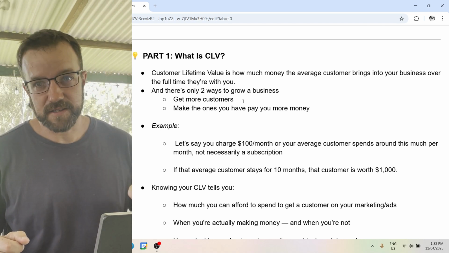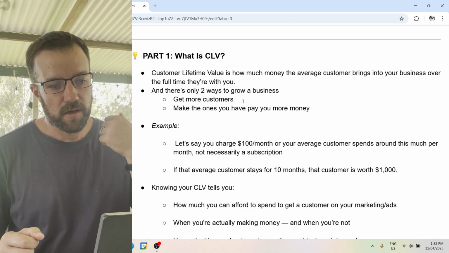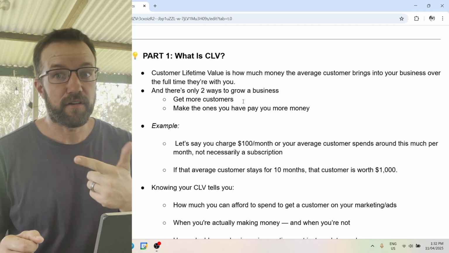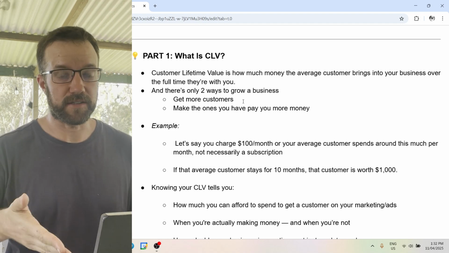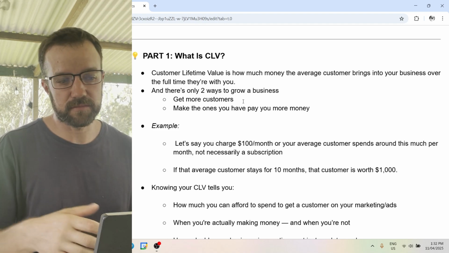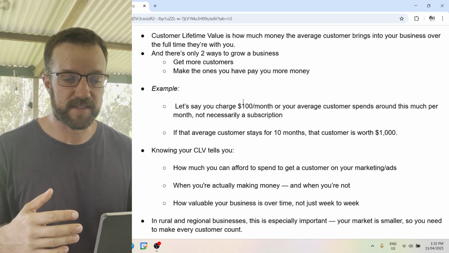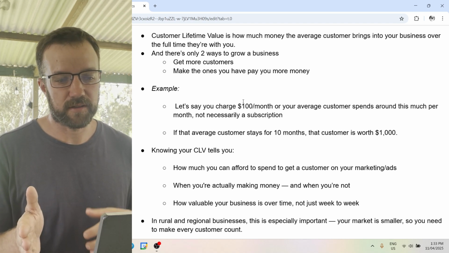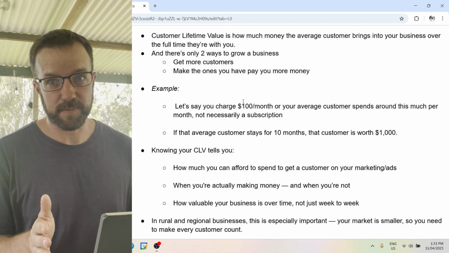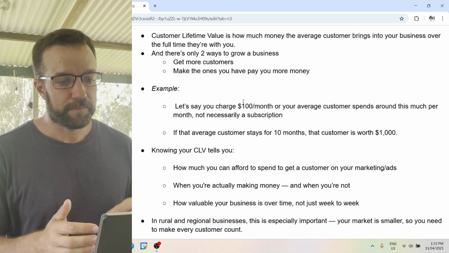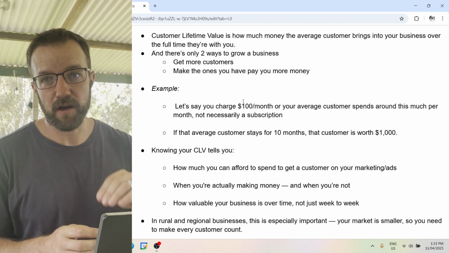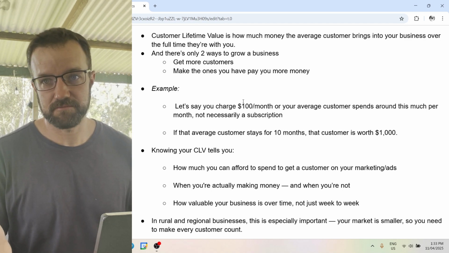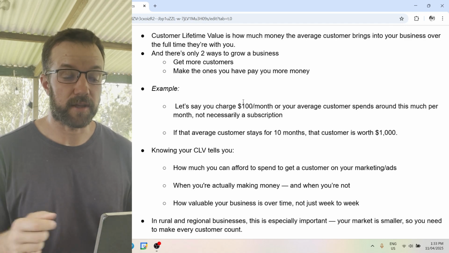So there's only two ways to grow a business. You either get more customers or you make the ones that you already have pay you more money, therefore increasing customer lifetime value and decreasing churn rate. So let's run through some quick numbers, and to make the maths easy, let's say you charge $100 a month, or your average customer spends around this much per month. If the average customer stays for 10 months, that customer is now worth $1,000 to your business. It's pretty solid money, really.